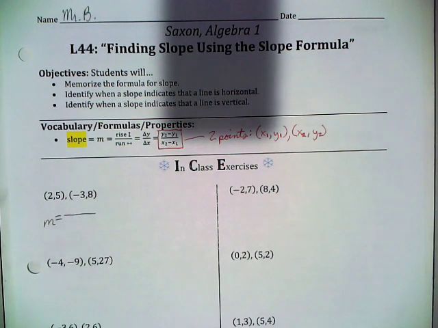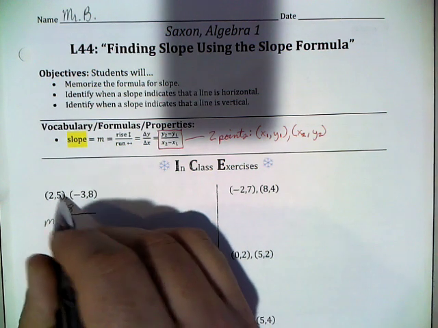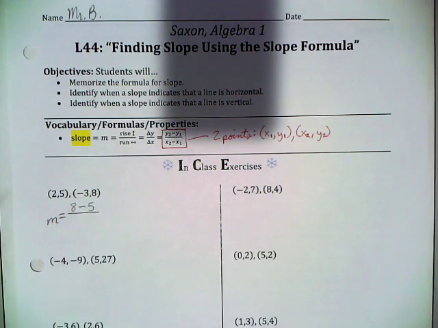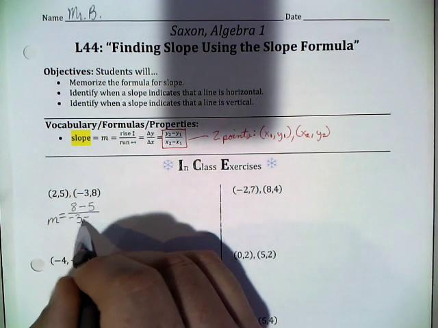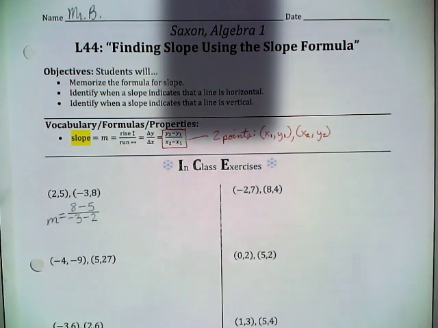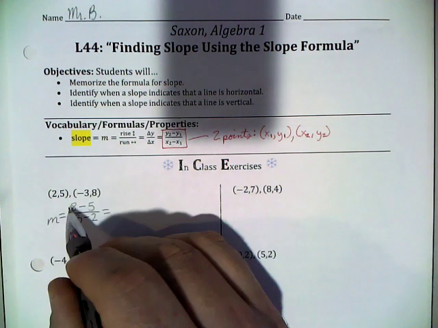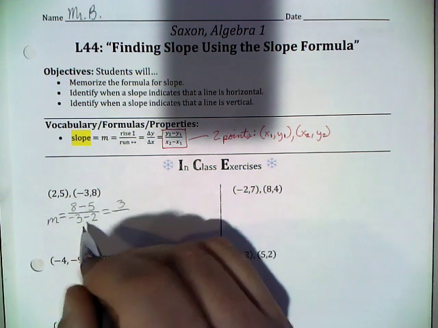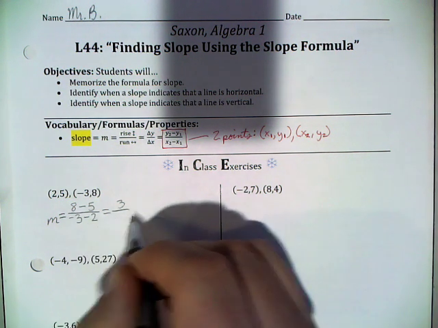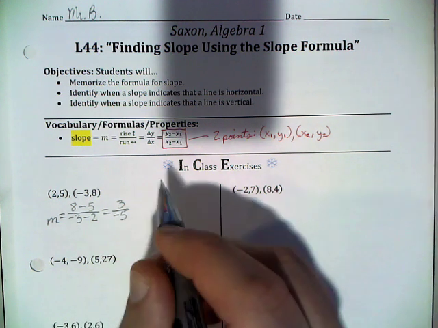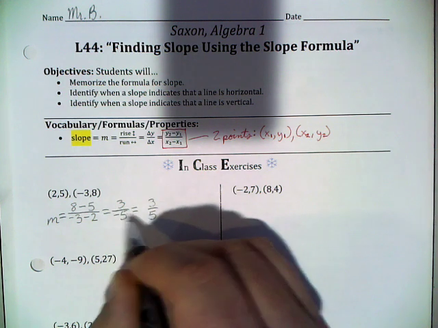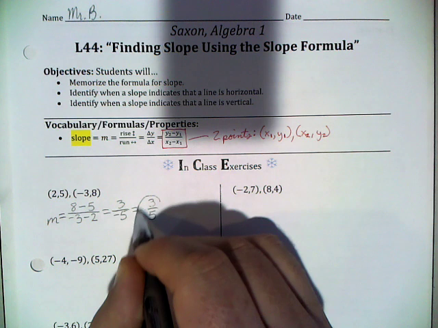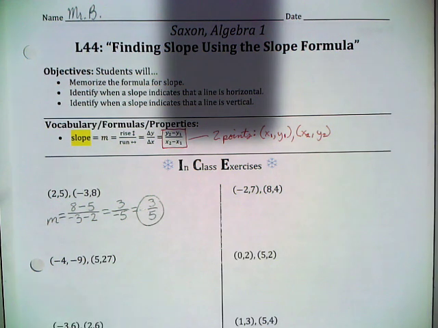So y sub 2 minus y sub 1. So the second y value, 8, minus the first y value, 5. There's my numerator. Denominator, x sub 2, negative 3, minus x sub 1, 2. And now we simplify. 8 minus 5 is 3. That's nice and easy. On bottom, negative 3 minus 2 would be a negative 5. And then if we divide that, well, 3 divided by 5 is 3/5, but a positive divided by a negative is a negative. So the slope here would be a negative 3/5.